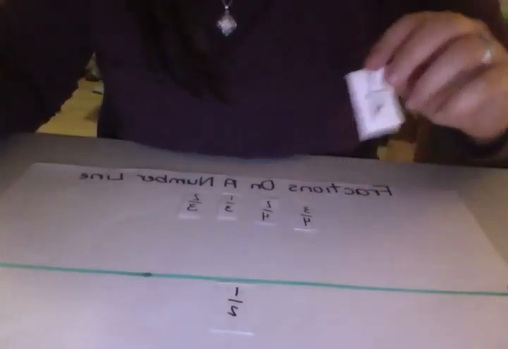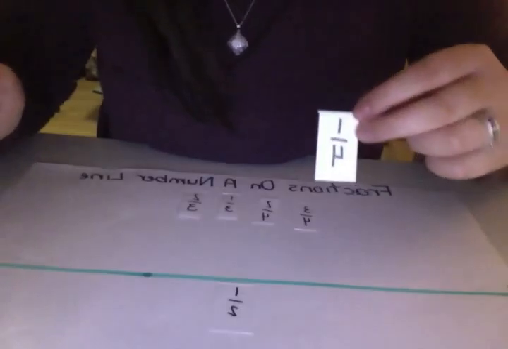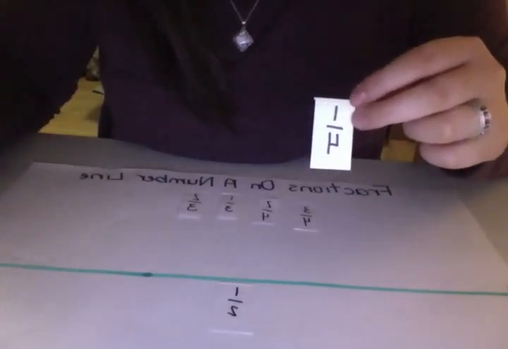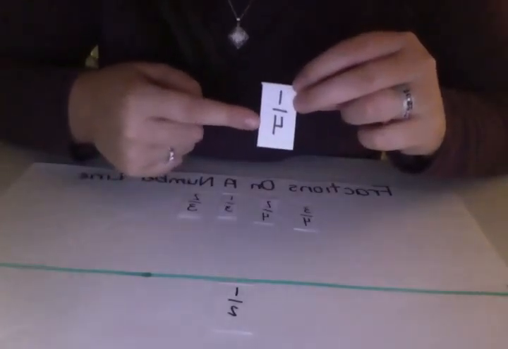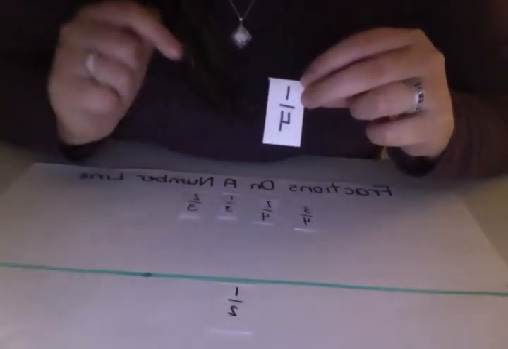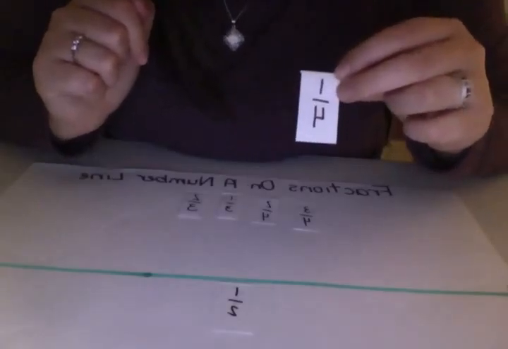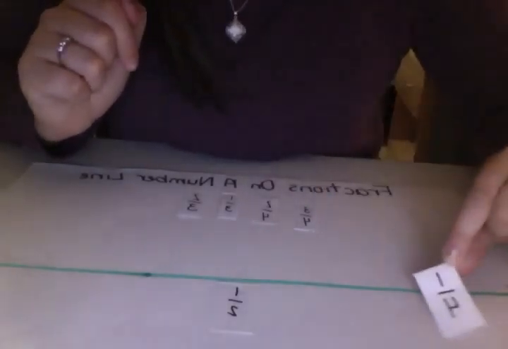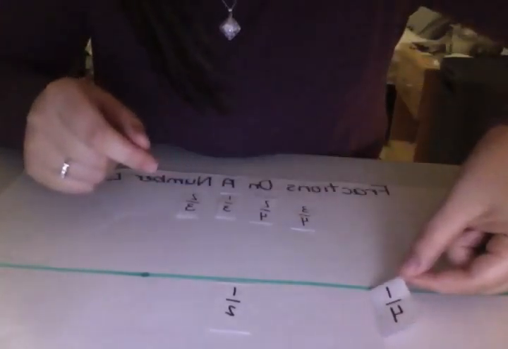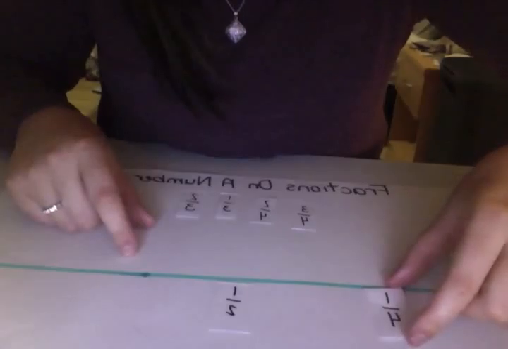Next, we're going to move into quarters. So, how many equal parts are in quarters? Good. 4. There's 4 equal parts in quarters. So where would 1/4 go? To the left of 1/2 or to the right of 1/2? Very good, to the left. So between 0 and 1/2.